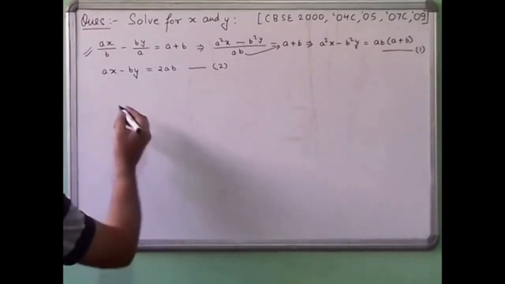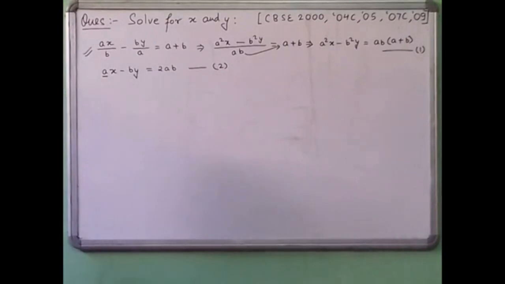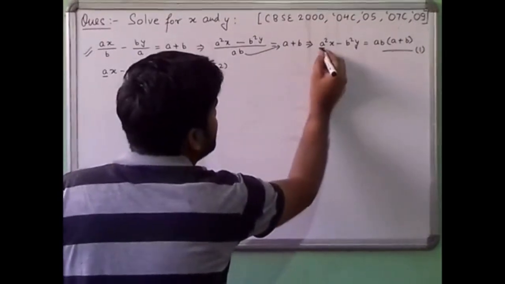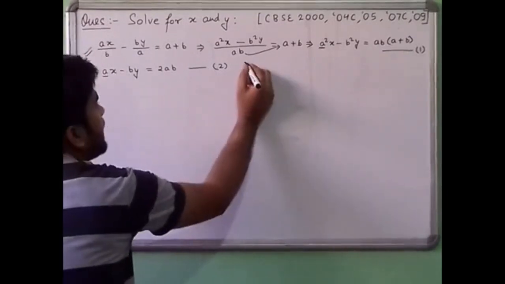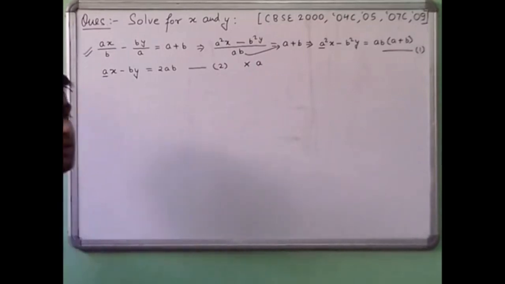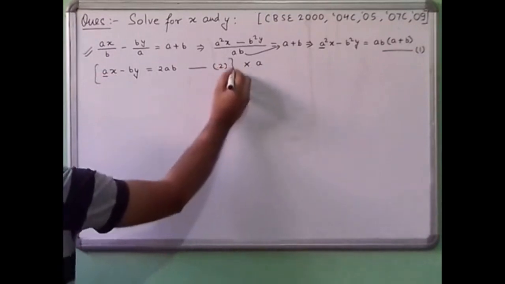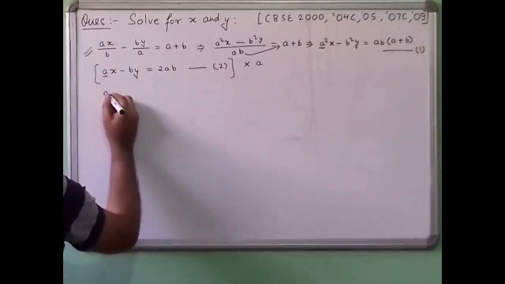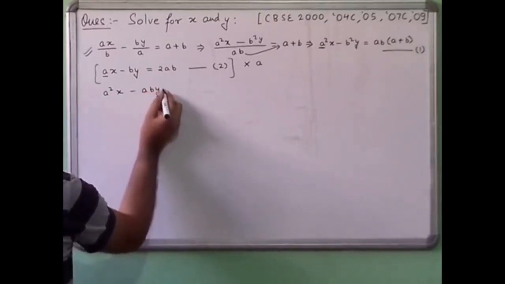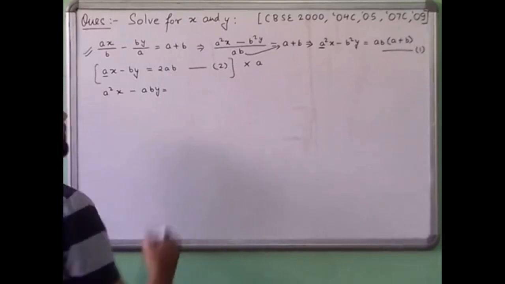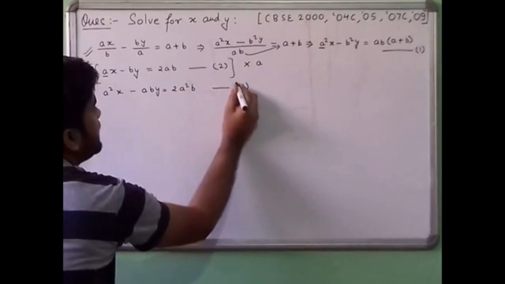Now you have been given the coefficient of x is a, and here the coefficient of x is a square. So we multiply equation 2 by a. So a multiplied by a is a square x, minus aby, and 2ab multiplied by a is 2a square b. This is equation number 3.